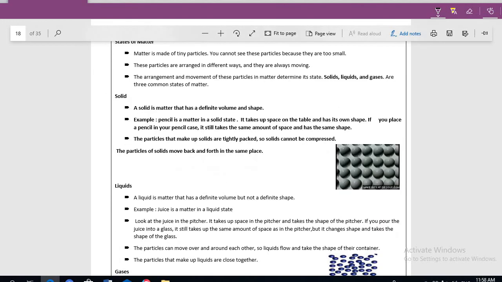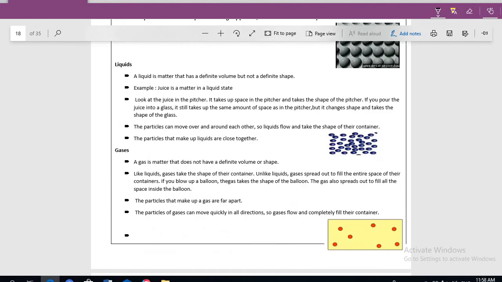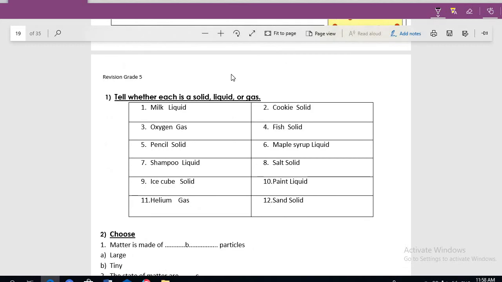What are the states of matter? Lesson 3. Tell whether each is a solid, liquid or gas. Milk, liquid. Oxygen, gas. Pencil, solid. Shampoo, liquid. Ice cube, solid. Helium, gas. Cookies, solid. Fish, solid. Syrup, liquid. Salt, solid. Paint, liquid. Sand, solid.